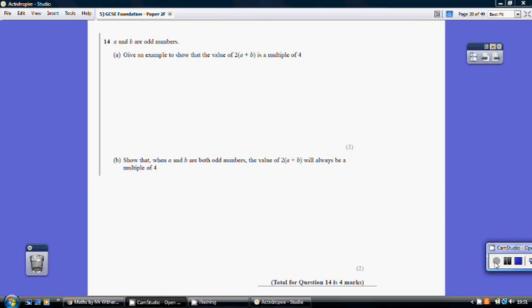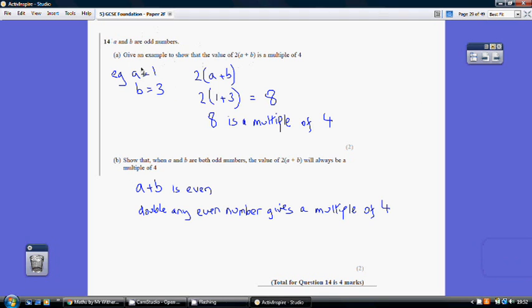Question 14a. Well, now we're told a and b are odd numbers. Give an example to show that the value of 2 lots of a plus b is a multiple of 4. So we've got to give any example, so we can select any 2 odd numbers we like. For example, a is 1 and b is 3. So that's 1 add 3, which is 4. 2 lots of 4 is 8. So 8 is a multiple of 4, so we have shown this by example.